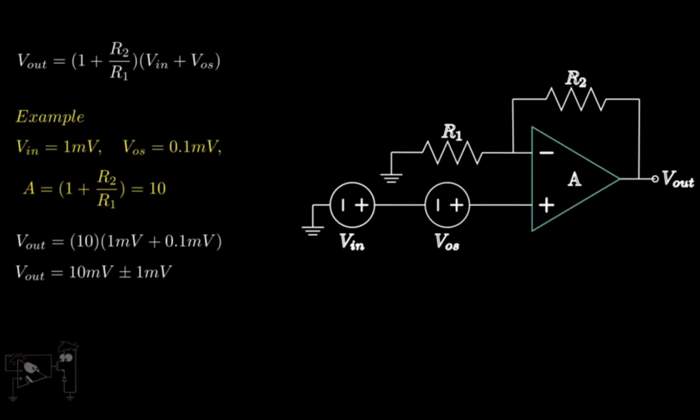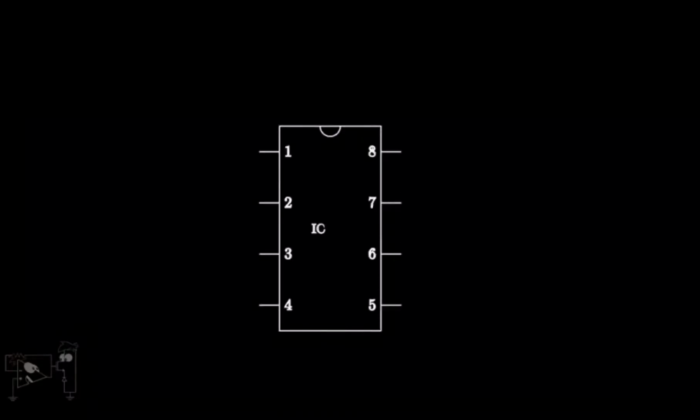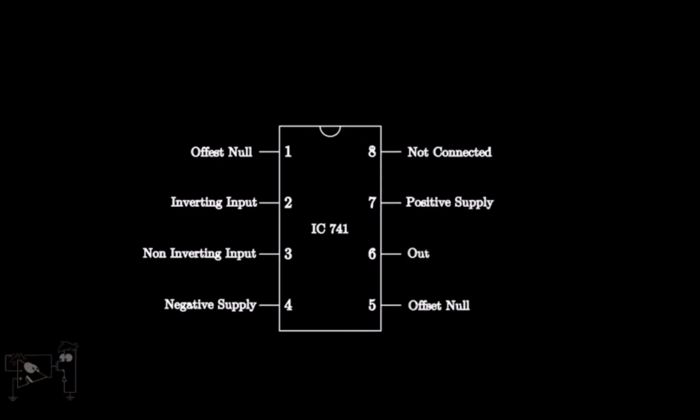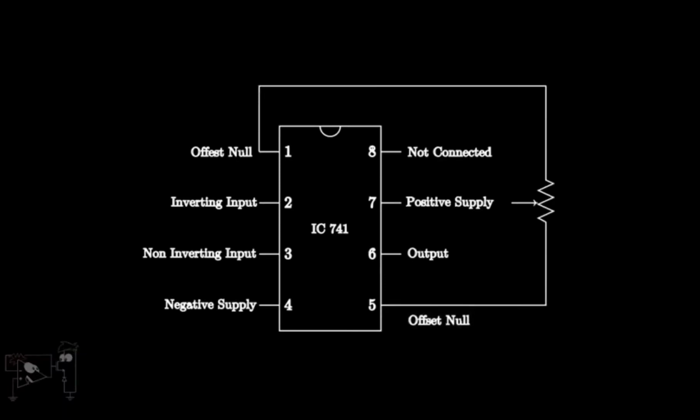However, this can increase the cost of the circuit. The second thing we can do is use DC offset nulling circuits. If you look at the IC741 pin diagram, you can notice two pins labeled as offset null. We can nullify the effect of the input offset voltage by applying a potentiometer between these terminals and adjusting its value till we get zero output.